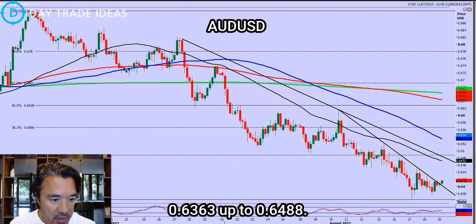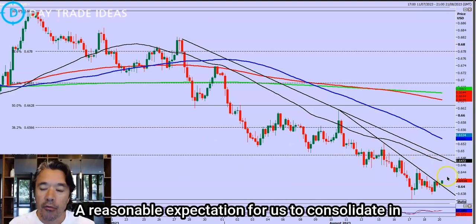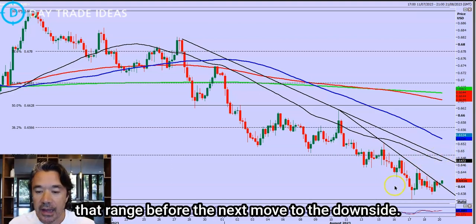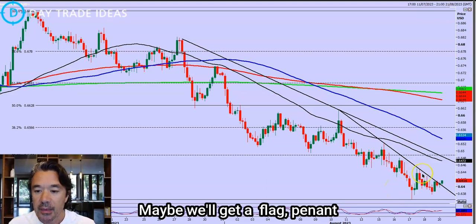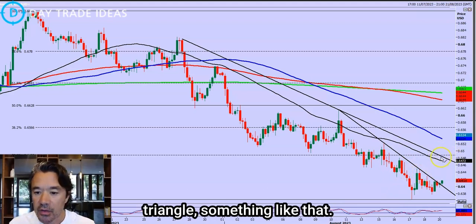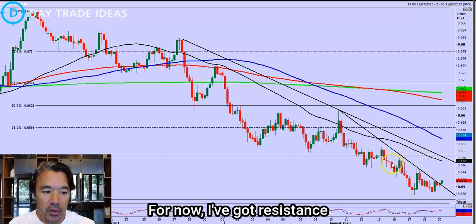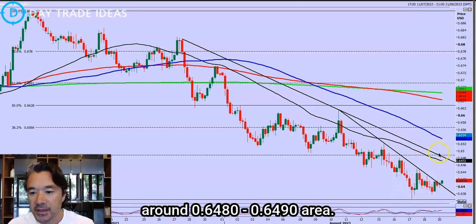What's that low? 63, 63 up to 64.88. A reasonable expectation for us to consolidate in that range before the next move to the downside. We'll see what pattern forms. Maybe we'll get a flag, pennant, triangle, something like that. For now, I've got resistance around 64.80, 64.90 area.